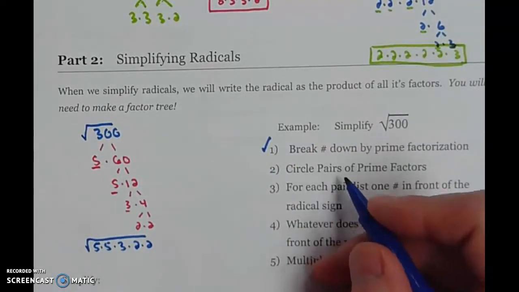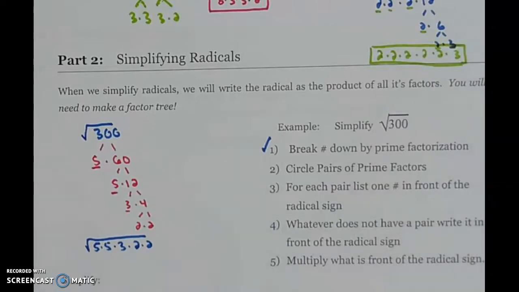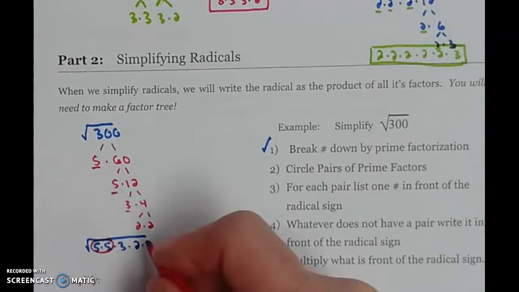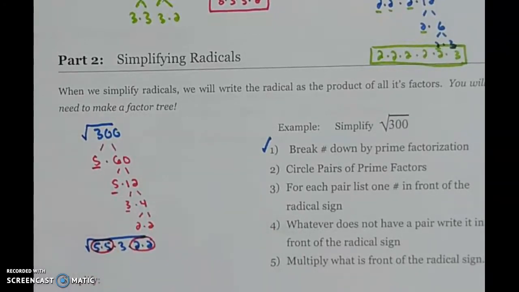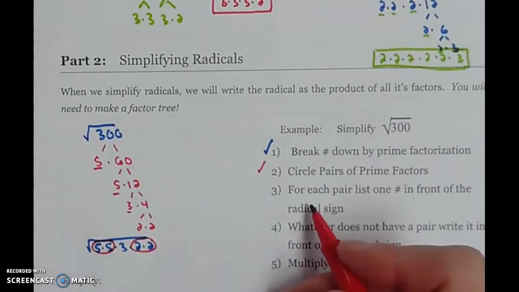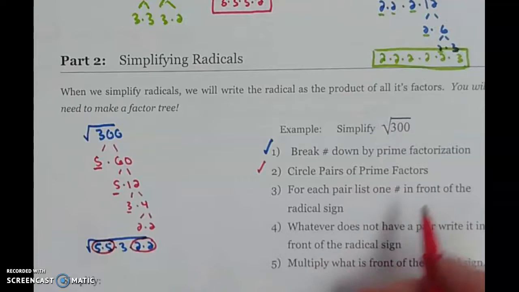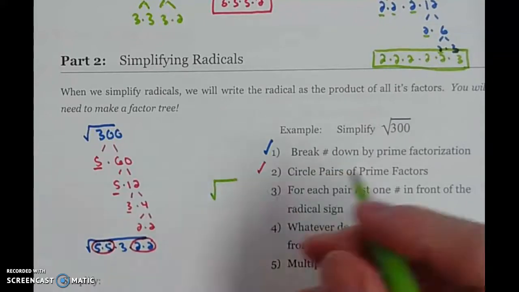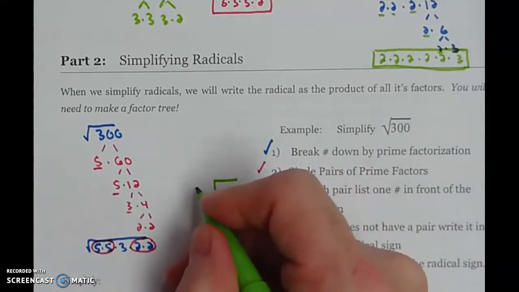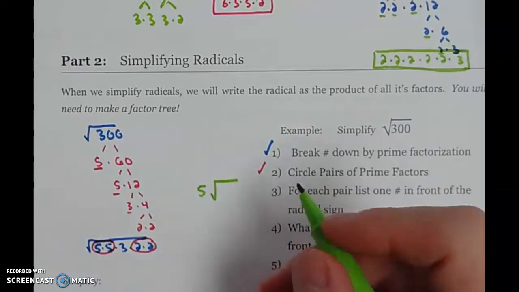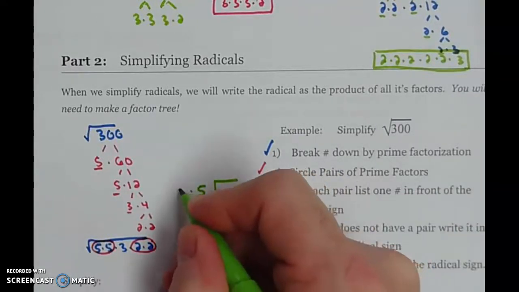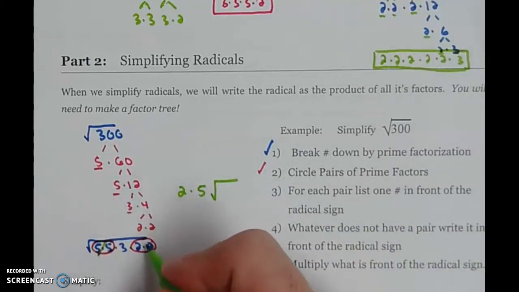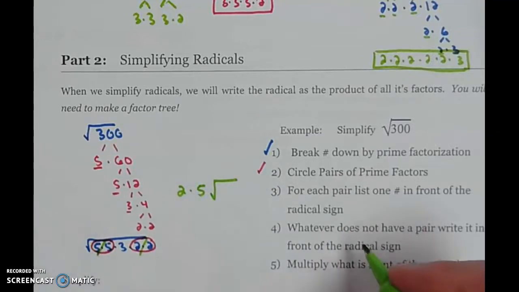Okay, so next thing that we're going to do is circle the pairs of prime factors. So I'm going to circle the pair of 5s, and I'm going to circle the pair of 2s. Now, what I'm going to do is for each pair, list one number in front of the radical sign. So I have a pair of 5s. I'm going to put one 5 in front of the radical sign, and then I'm also going to put one 2 in front of the radical sign. Usually what I say is I'm going to circle and then cross out. So I crossed out those pairs.